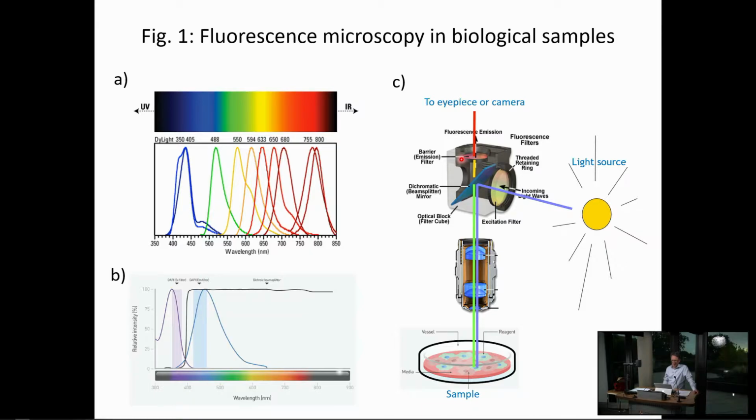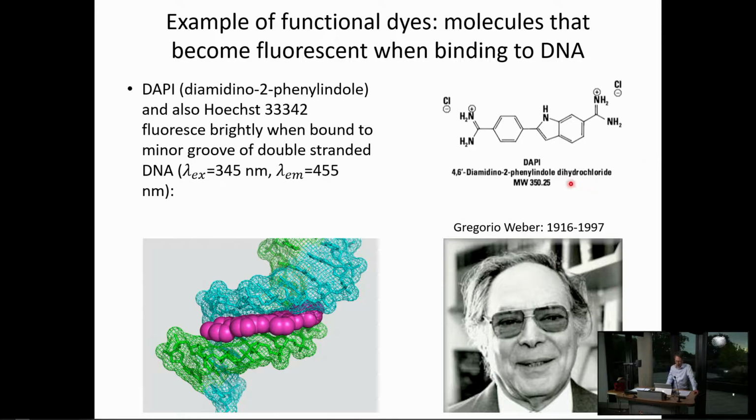Okay, so let's look at how we make dyes functional. And one of the gurus that you've already met is this guy, Gregorio Weber, who really invented this field of immunofluorescence and dye staining of biological molecules. One example of a dye that is functional just by virtue of its geometry is a DNA binding dye, which is called DAPI.